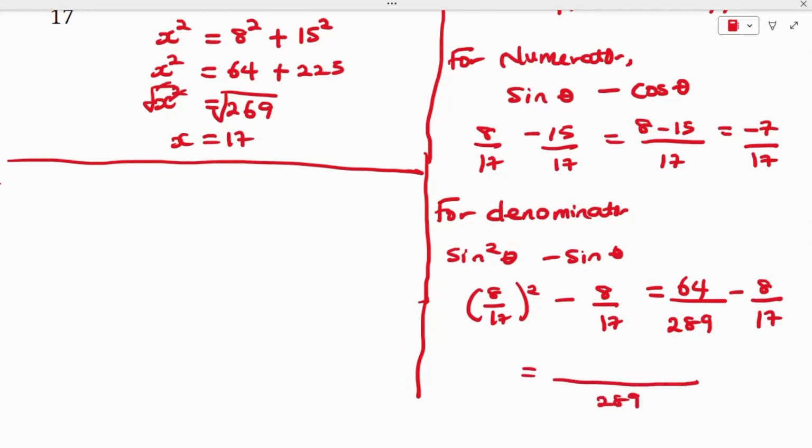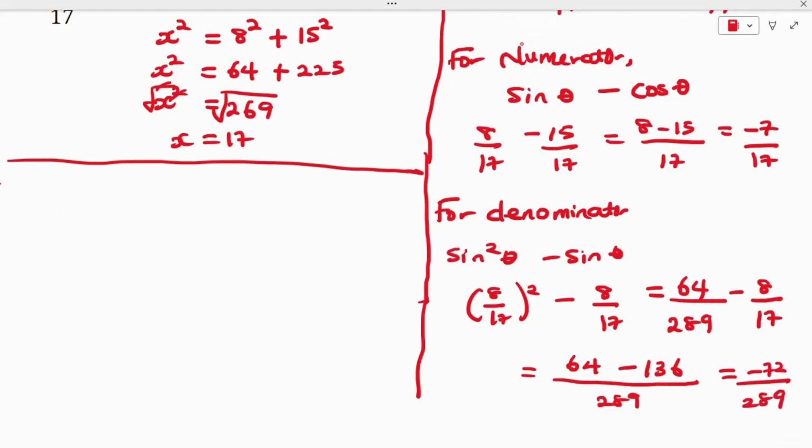289 divided by 289 is 1, and 1 times 64 is 64, minus 17 (289 divided by 17 is 17) times 8. So we have 17 times 8: 8 times 7 is 56, we put down 6 and carry 5. 8 times 1 is 8, 8 plus 5 is 13, so we have 136. This equals 64 minus 136, which gives us minus 72 over 289.